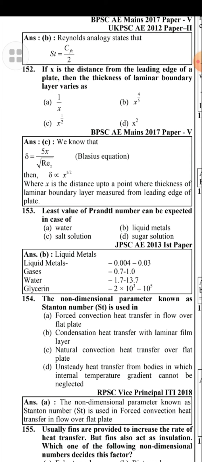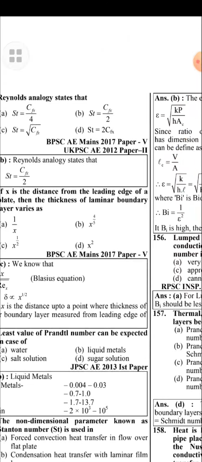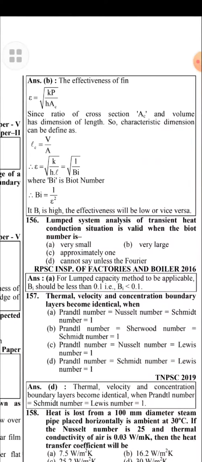The non-dimensional parameter known as Stanton number is used in forced convection heat transfer in flow over a flat plate. Usually fins are provided to increase the rate of heat transfer, but fins also act as insulation. Which one of the following is the non-dimensional number? The correct answer is Biot number.